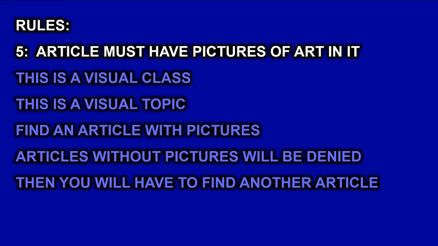Rule number 5, an article must have pictures in it. This is a visual class. This is a visual topic. Find an article with pictures. Articles without pictures will be denied. Then you'll have to go and find another article. Typically, a student will be researching, let's say, romanticism as a style of art. They'll turn in an article, but it turns out it's an article about romanticism and literature. A big clue that it is, is that there are no pictures.